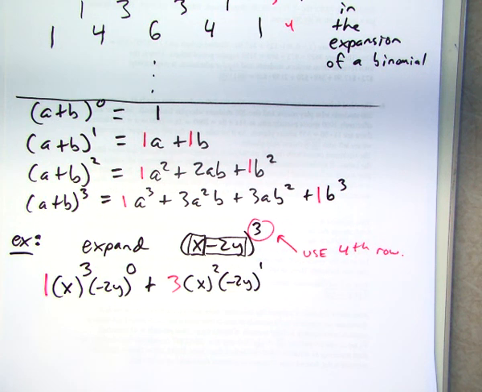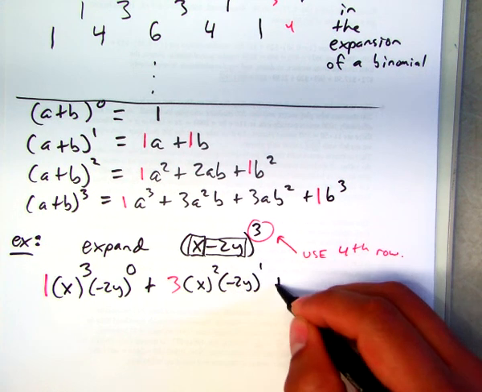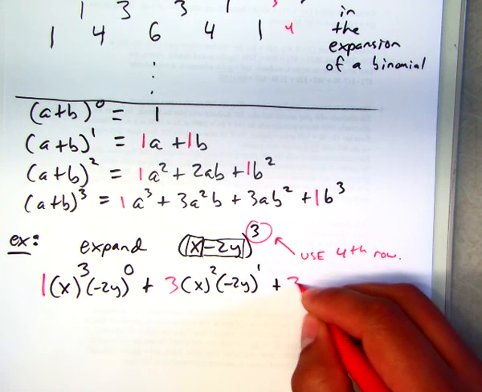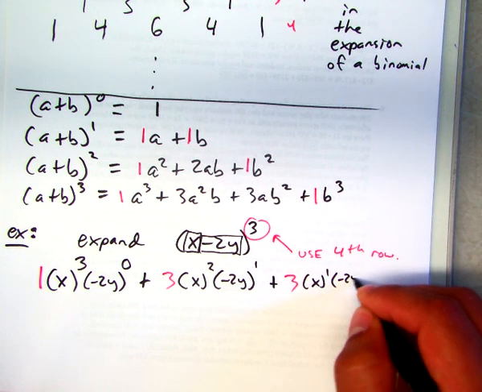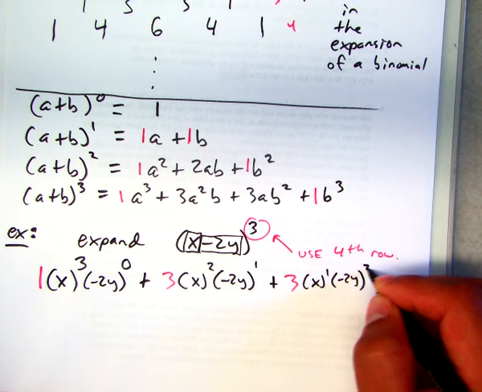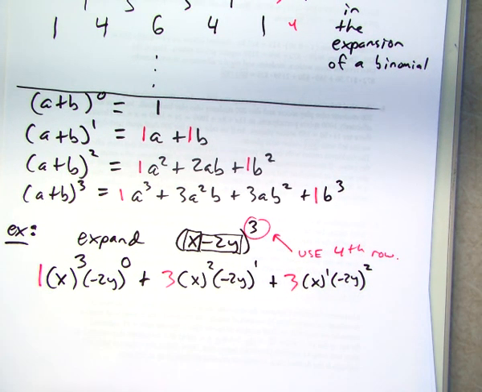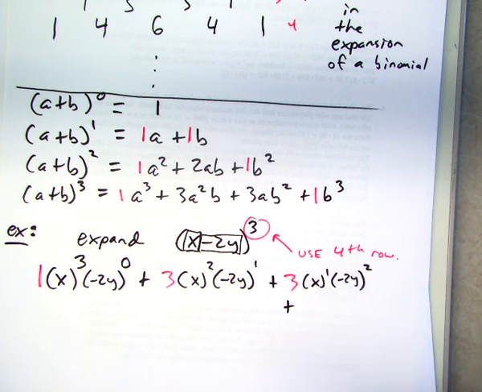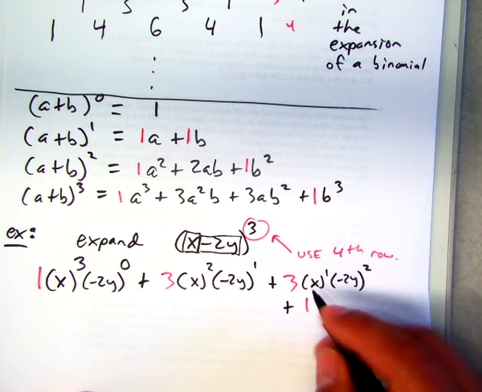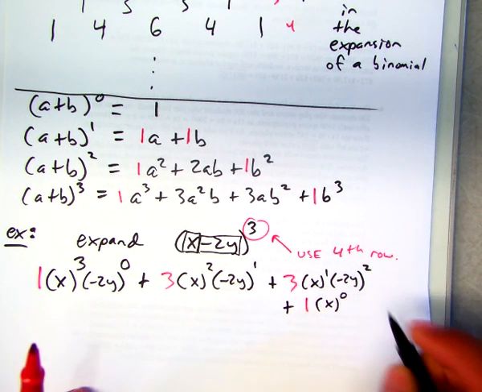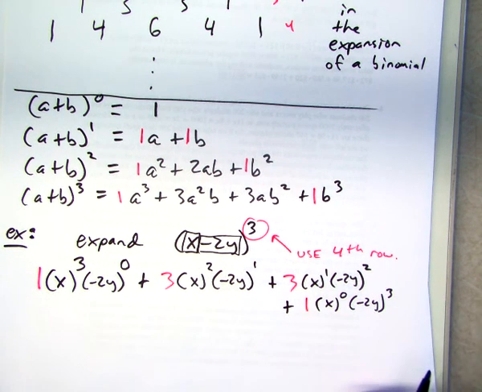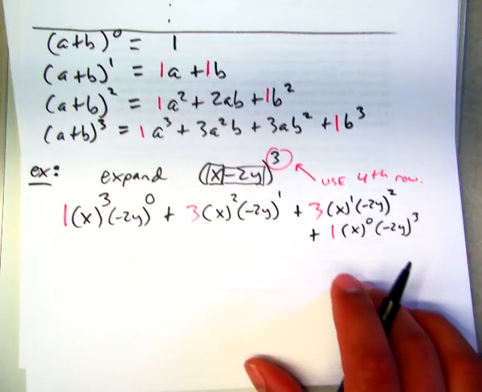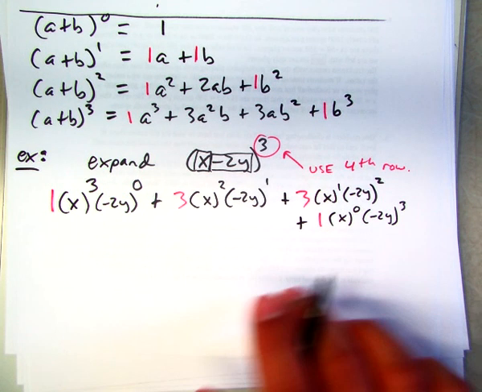You guys see how that's working? What's the next term going to be? Plus 3, and then what? X to the first, negative 2y to the second, and then the last term is plus 1, x to the 0, negative 2y cubed. Are there any questions on where I'm getting all these exponents and how I'm writing this out?